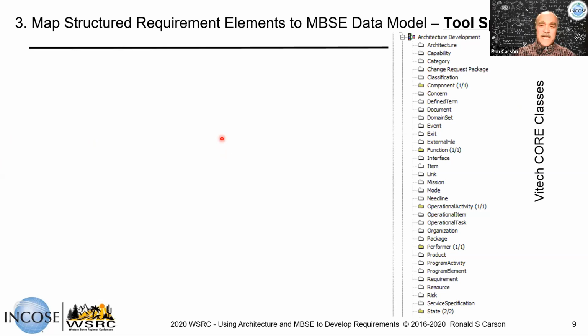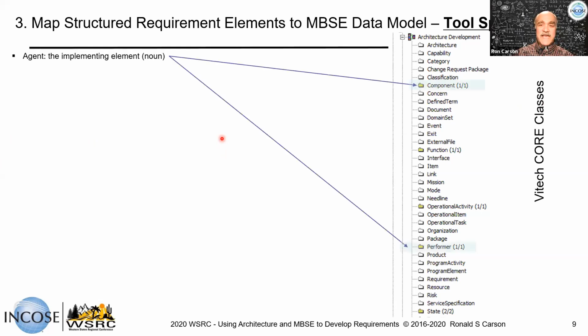So let me go through the elements of the basic structure then. The agent is the implementing element. So that's a noun. And in CORE, it's got two different data classes, depending on whether it's an operational perspective, where it's a performer, or system perspective, where it's a component, because this tool, like many others that implement an architecture framework, has a different data model for the system versus the operational perspective. So we have two different classes to implement the same characteristic. These address who or what is doing it.